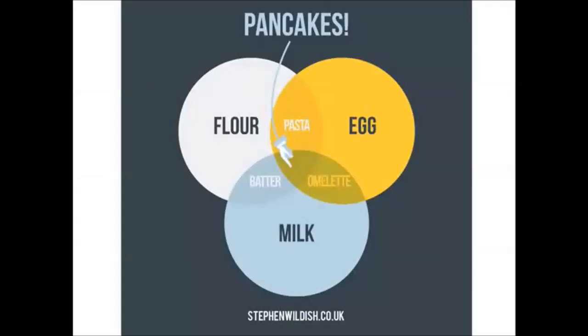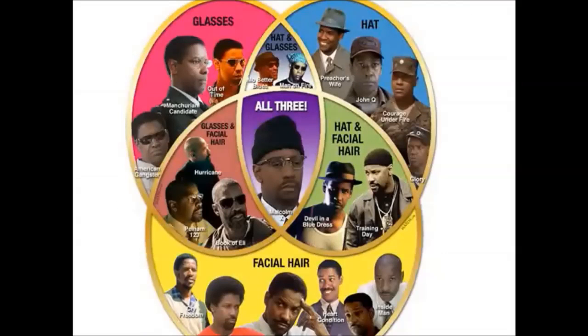And this is just to give you an idea of all the different things you can do combining your different searches. So perhaps you're looking for how to make an omelet. You might search on egg and milk and combine those. Or maybe you're looking at how to make pasta. Or maybe you want to put them all together and have some pancakes. And then this is another funny one. This is Denzel Washington in different movies where he has different props: glasses, hats, facial hair. And if you want all of those features included, you would be watching the movie Malcolm X.